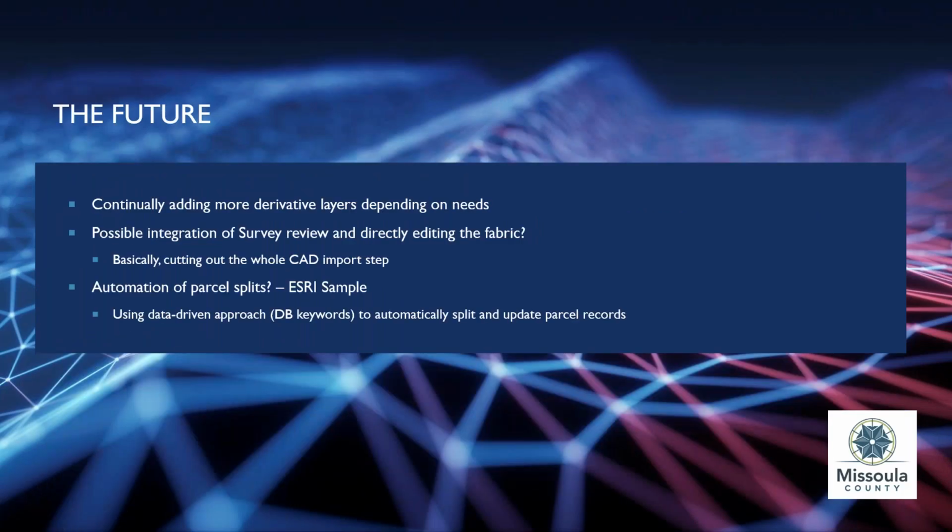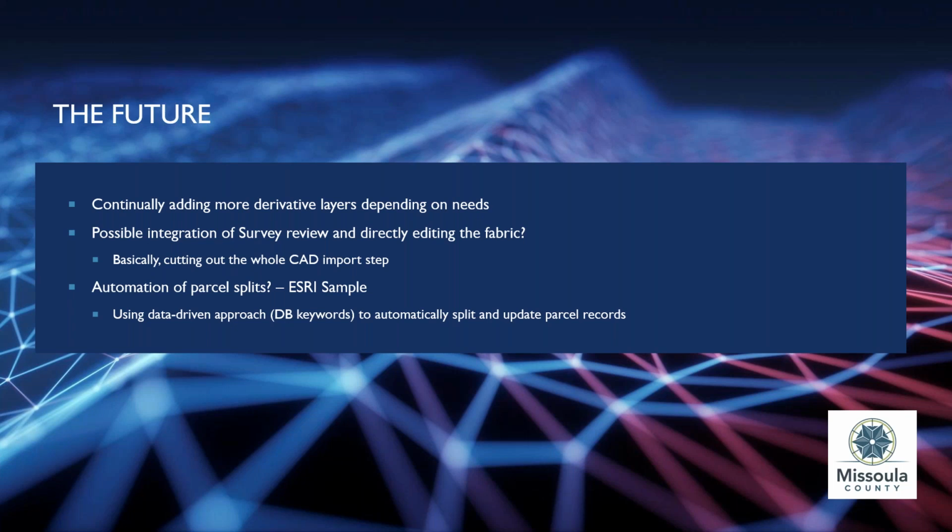In the future, we're always adding more derivative layers depending on our needs. We can craft our SQL database, the Orion SQL database, with different views based on what kind of data we want to present, and we can always link it to the geocode and have ourselves a new representation of the parcel data set.